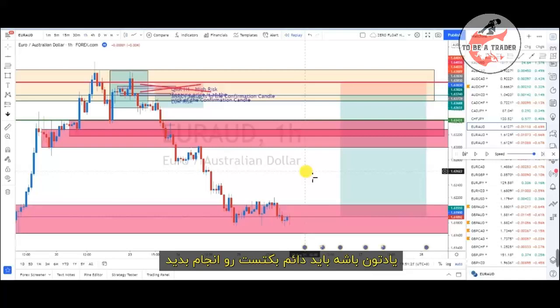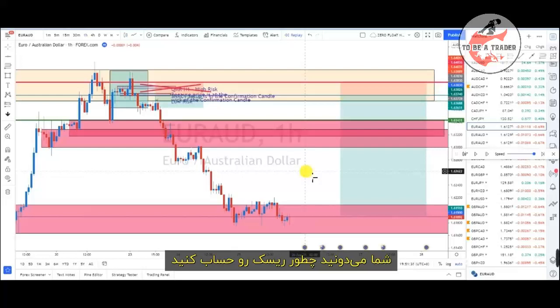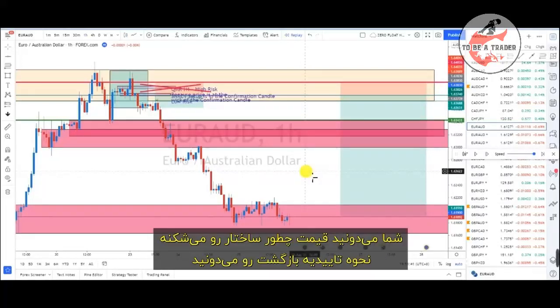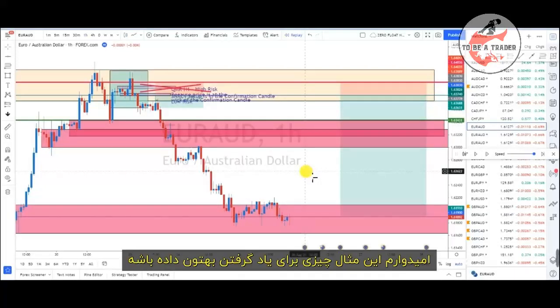Most important, guys, you have to keep doing your backtest. Practice in terms of your backtest, your forward test, your emotion in trading. You know how to calculate your risk, you know how to calculate your reward. You understand how price breaks structure. You understand where the confirmation of rejection is. So all of this is the key to your analysis. Okay, guys. So I hope this one example can give you something that we can learn.